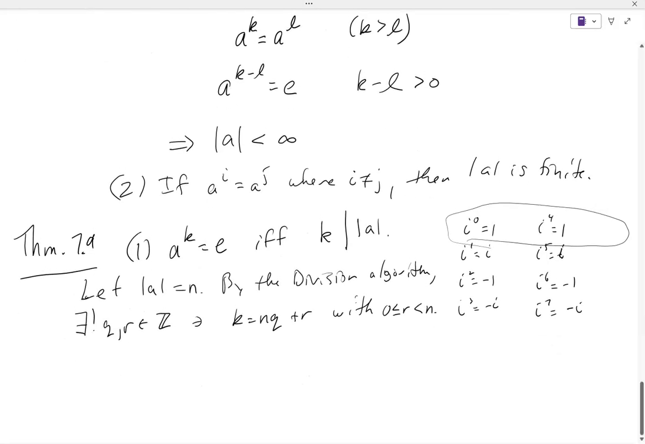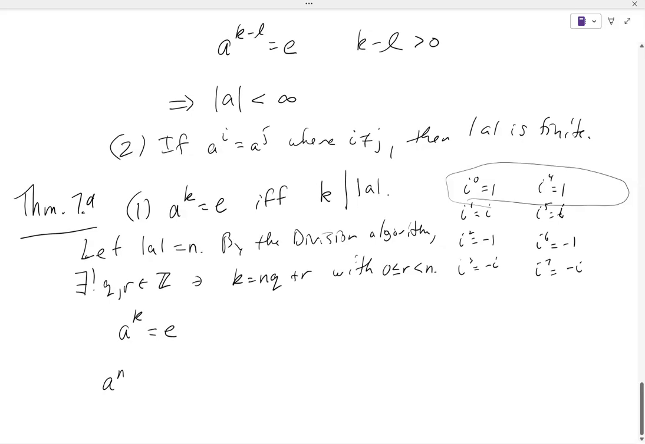Okay. So we're assuming that a^k is e. We're doing the left to right. The right to left, hopefully, is pretty obvious, but we'll do it in a minute anyway. If a^k is e, then we have a^(nq+r) equals e.